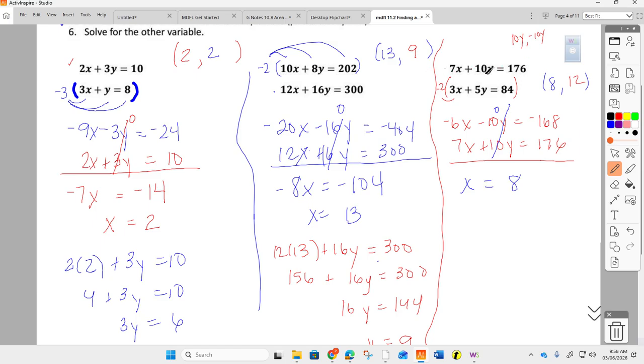So I'm going to take either equation. I'm going to take that first one. 7 times 8 plus 10y equals 176. That's 56 plus 10y equals 176. Subtract 56. That's 10y equals 120. Divide both sides by 10. And indeed, that y coordinate is 12. So if I plug 8 and 12 in for x and y in both equations, it makes both equations true statements. Any questions?